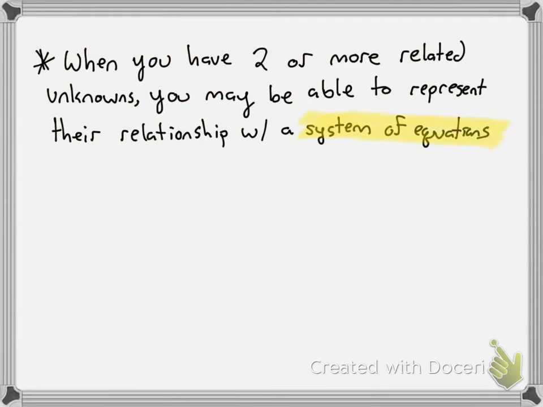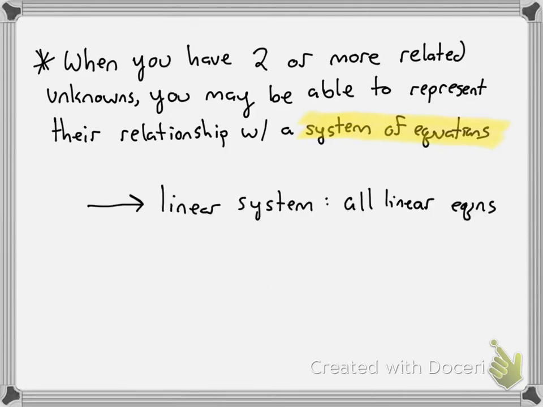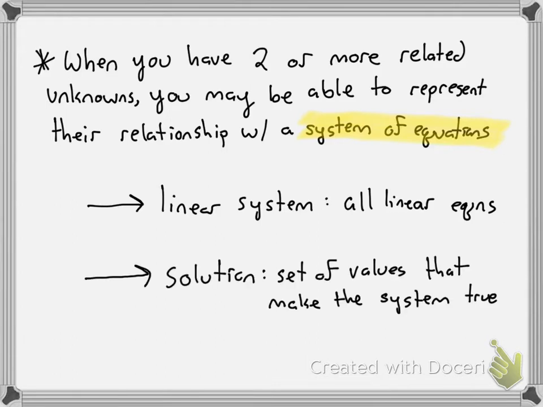When you have two or more related unknowns, you may be able to represent their relationship with a system of equations. And we call that system a linear system when all of the equations are linear. So basically that means you don't see any exponents on any of your variables. With that, a solution is a set of values that make that system true.